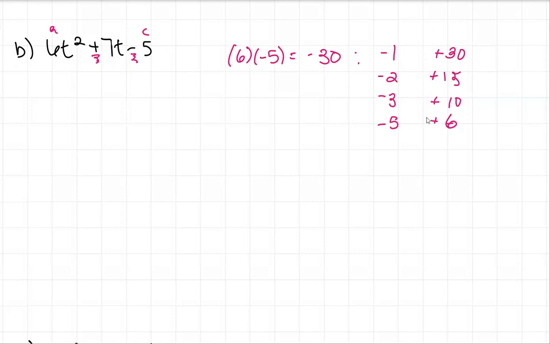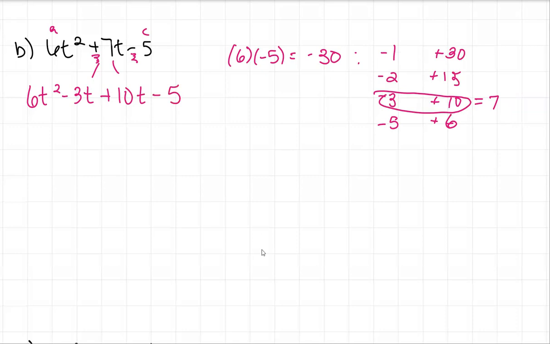That's the only way that I can add these so that I get a positive number. So which one of these configurations is going to give me a positive 7? Well, 30 minus 1, that's 29. Nope. 15 minus 2, that's 13. Nope. 10 minus 3 is 7. So here's our winning ticket. So we're separating the 7t into negative 3t plus 10t. So 6t squared minus 3t plus 10t minus 5. So now let's do our factor by grouping.